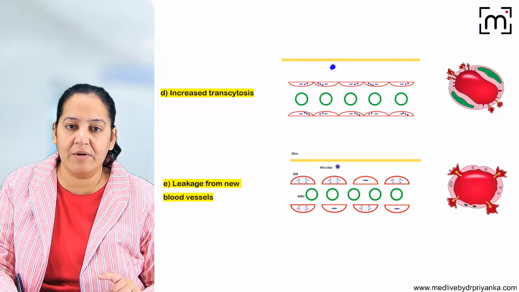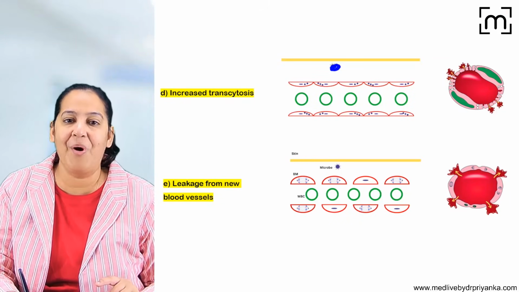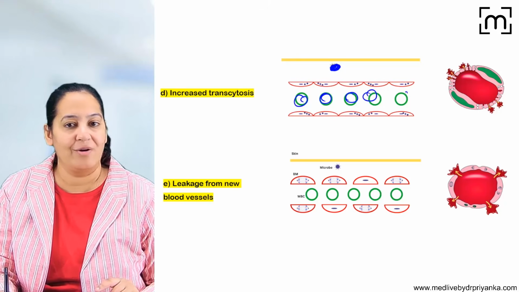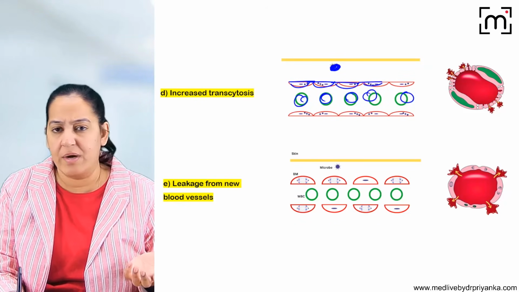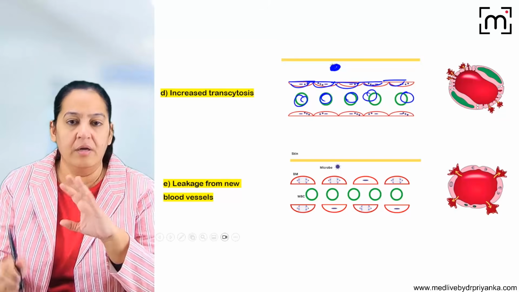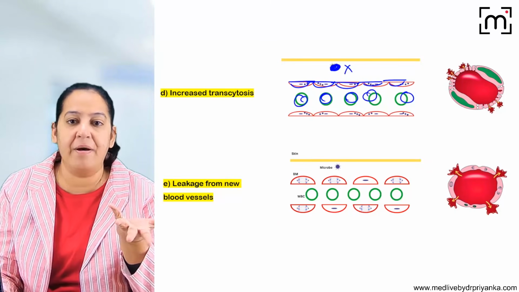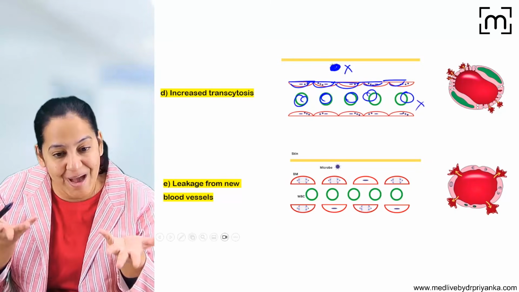The fourth mechanism: no one will create the gap. Neither the terrorist will create the gap, nor the army will create the gap. And nor will the endothelial cells contract. You will say, ma'am, what are you saying? You are saying neither the endothelial cell will contract, nor the terrorist is creating the gap, nor the army has created it. So how will the gap be created?